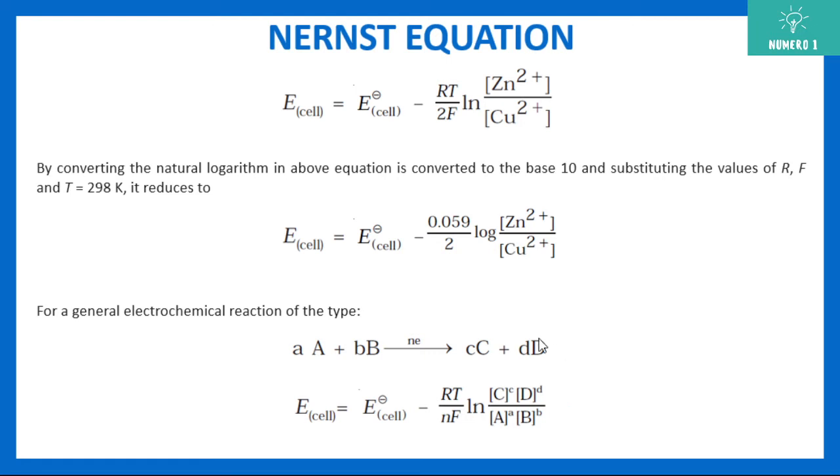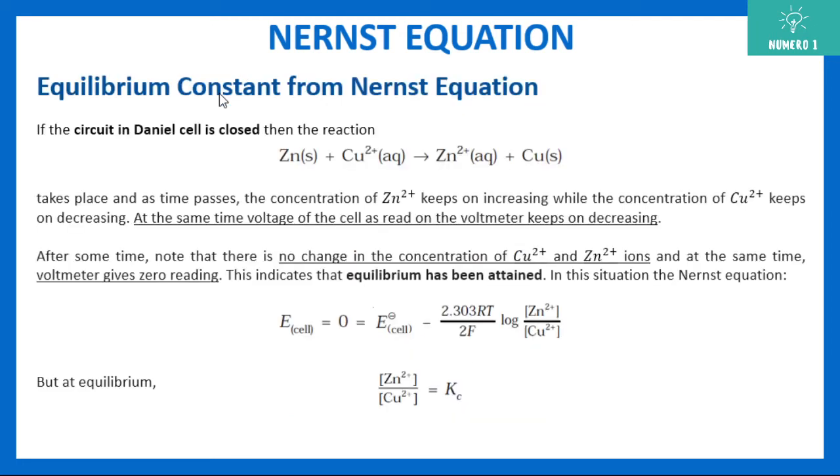That is your Nernst equation, which you should remember for any general reaction aA plus bB gives you cC plus dD, where n number of electrons are involved. Now let's talk about the equilibrium constant from the Nernst equation, like how you can calculate the equilibrium constant value from the Nernst equation.